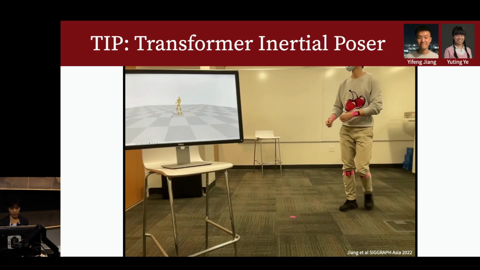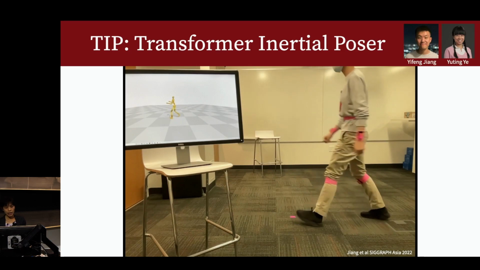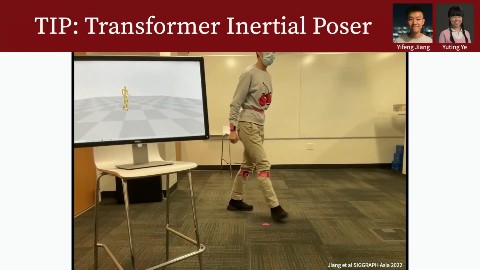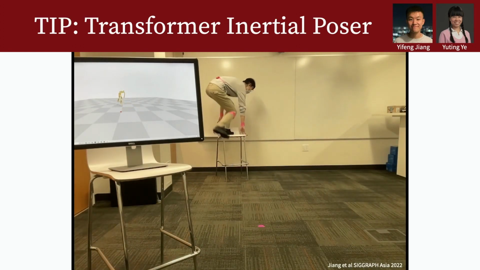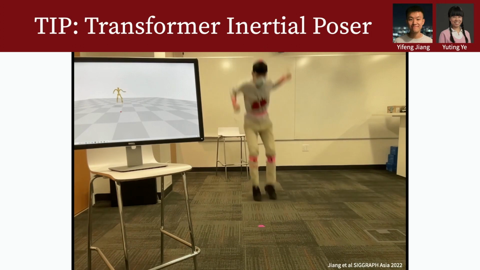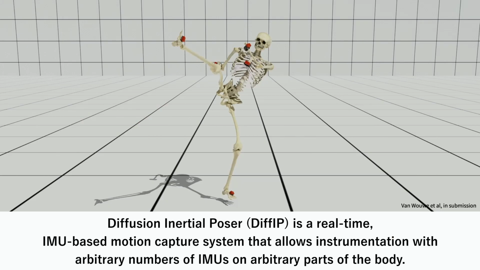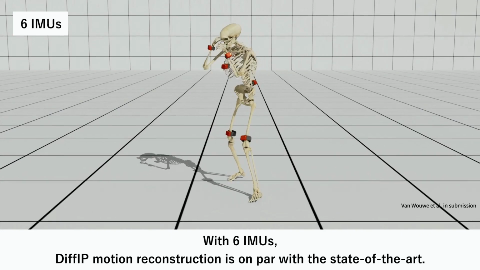So here's my student stress testing the 6 IMU system. The motion reconstruction is pretty accurate. You can see that it's real time. And even when he's trying to do something out of distribution, because underlying this is still machine learning based, there is a distribution that we use for training. Now, this year, we take our IMU motion reconstruction to the next level.